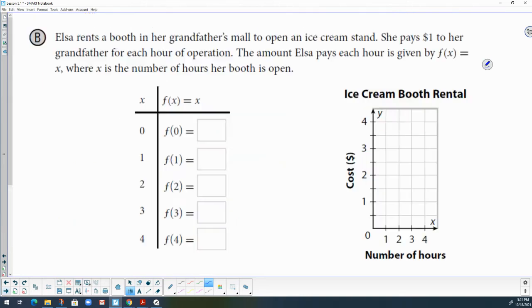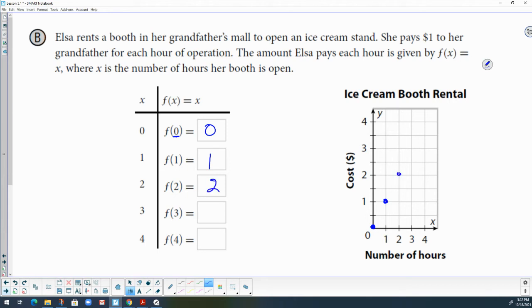Okay, so let's look at one now where it's a continuous graph. Elsa rents a booth in her grandfather's mall to open up an ice cream stand. She pays $1 to her grandfather for each hour of operation. The amount Elsa pays each hour is given by the function f of x equals x, where x is the amount of hours her booth is open. So if she's not open, she doesn't have to pay anything. So that's why it starts off at 0, 0. If she's open 1 hour, she has to pay $1. If she's open 2 hours, she has to pay $2.